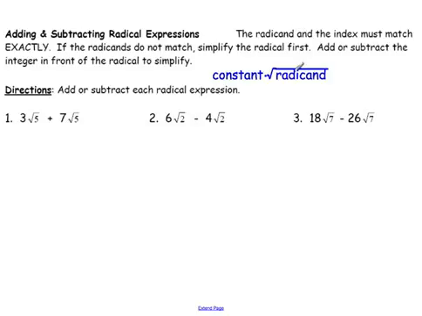So the number on the inside has to match exactly. Down here, when we have the square root of 5 and the square root of 5, those do match, so we can simply add these up. 3 plus 7 would give us 10 times the square root of 5. That becomes our answer. Okay?